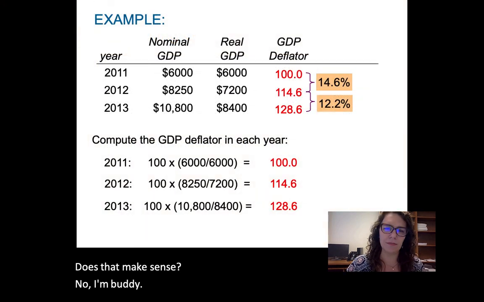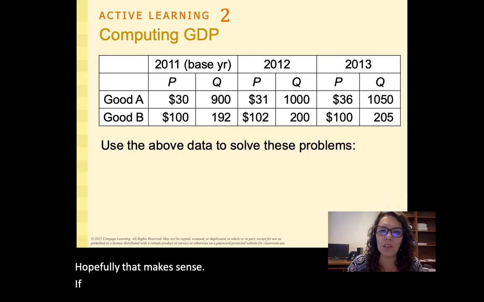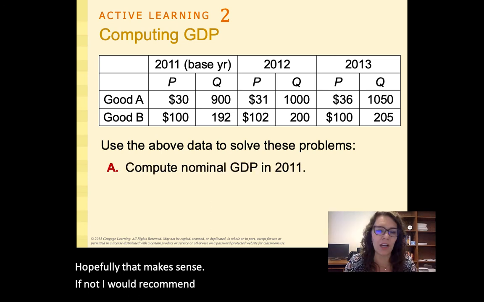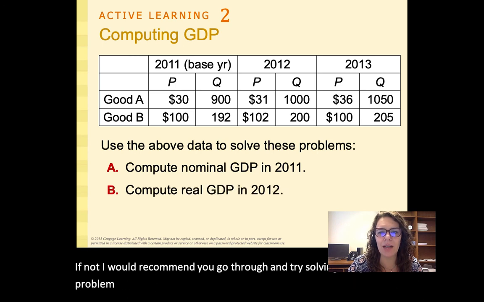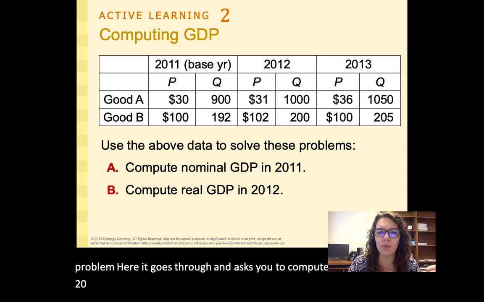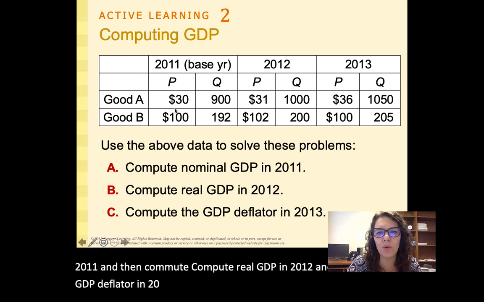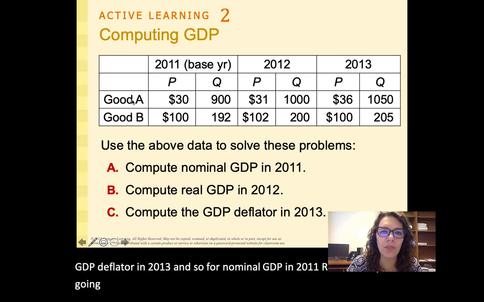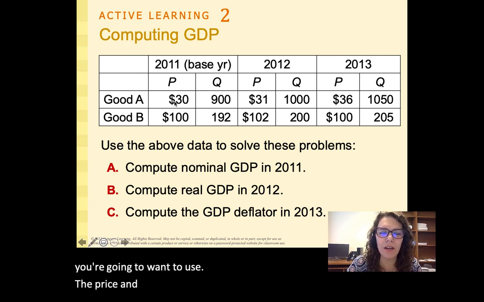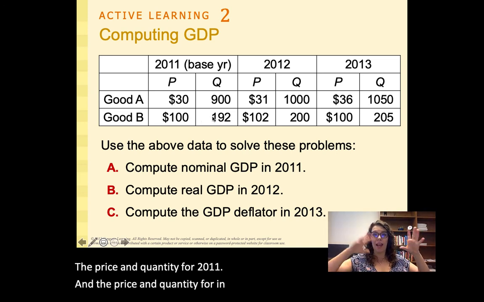Hopefully that makes sense. If not, I would recommend you go through and try solving this practice problem here. It goes through and asks you to compute nominal GDP in 2011 and then compute real GDP in 2012 and then find the GDP deflator in 2013. And so for nominal GDP in 2011, remember you're going to want to use the price and quantity for 2011 for good A and good B.